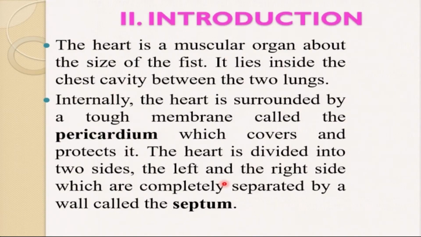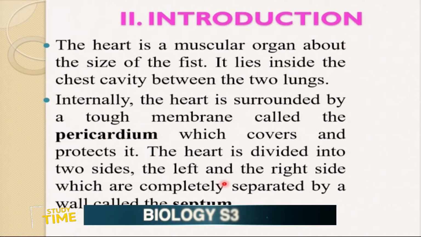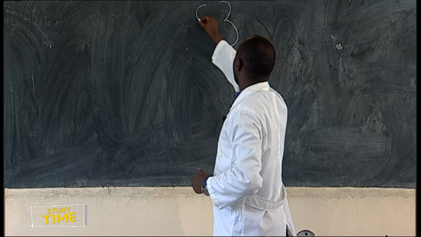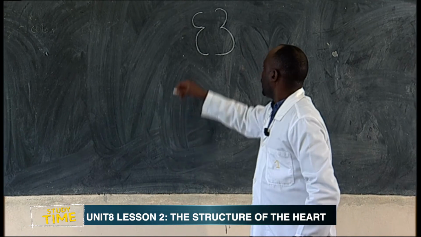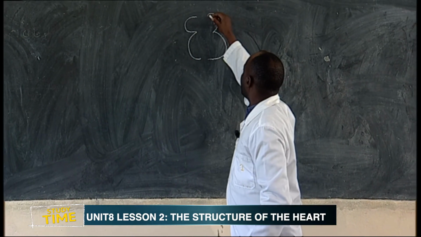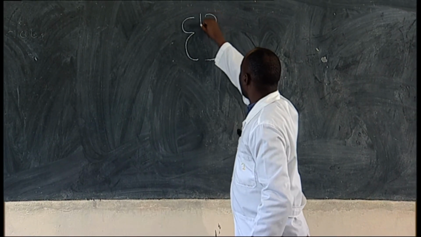The heart is divided into two sides. We have the left side and also the right side. For those who are doing biology very well, if I write the number 3, and then another 3 facing it, a 3-3, you're going to have the structure of the heart. And this structure, as I said, the heart is normally divided into two chambers.